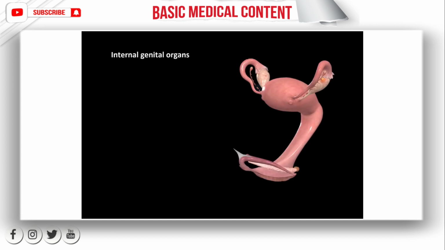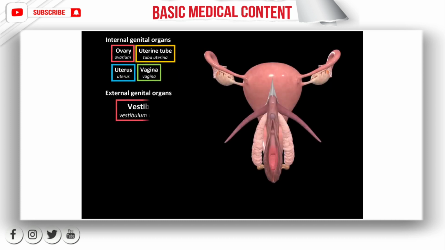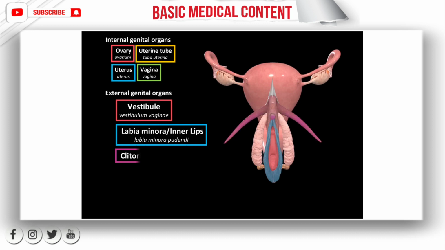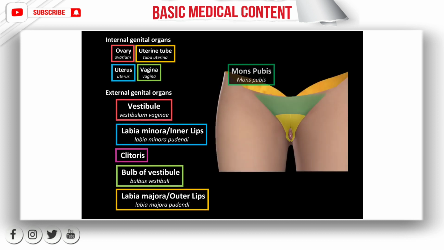So that was finally everything I had about the female genital system. We talked about the internal female genital organs, which consist of the ovaries, the uterine tubes, the uterus, and the vagina, and the external genital organs, which consist of the vestibule, labia minora, clitoris, bulb of the vestibule, the labia majora, as well as the upper area called the mons pubis.